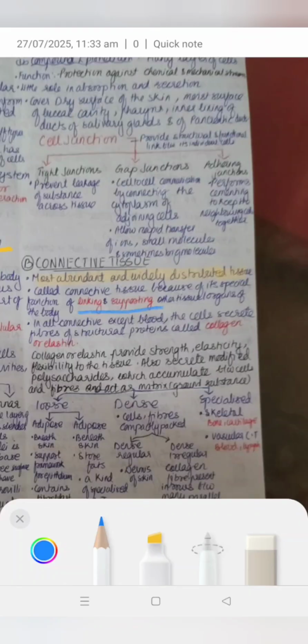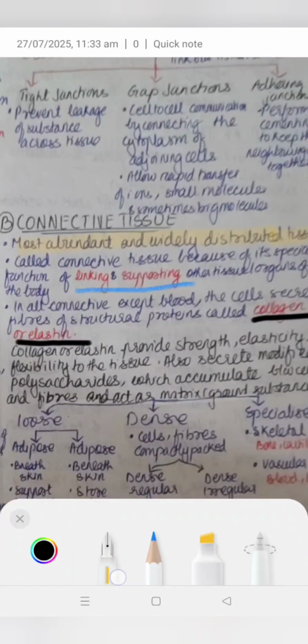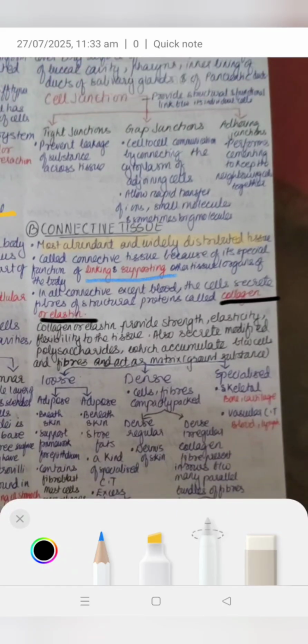In all connective tissues, except blood, the cells secrete fibers of structural proteins. सब में यानी कि in all the connective tissues there is collagen present, which is structural fibers of structural proteins, collagen or elastin. So simply remember, collagen and elastin are present in all connective tissue except blood. Collagen or elastin provides strength, elasticity, flexibility to the tissue, and the cells also secrete modified polysaccharides which accumulate between the cells and fibers and act as matrix or ground substance.